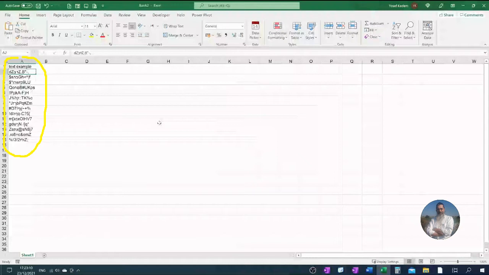We would like to extract only the numbers, or we would like to extract only the uppercase letters, or we would like to extract only the symbols and punctuation marks, or we would like to extract only the Hebrew letters, or any combination of the above.